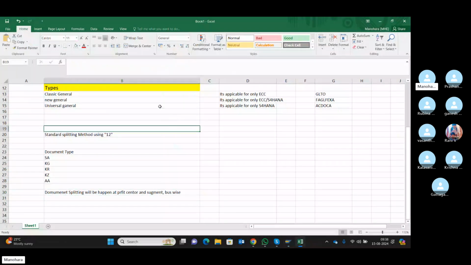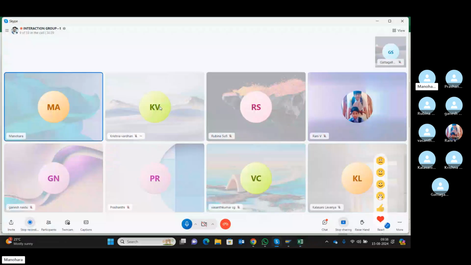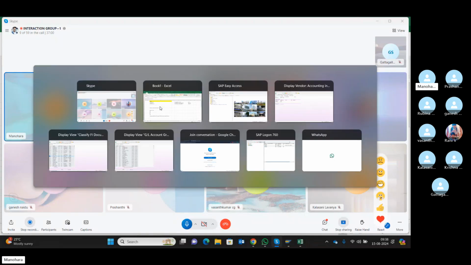Is there any logic here? Logic, anybody is understanding, right? Is there any doubt? Lavanya, Prashanti, Ganesh, Ravi. Can we move to the next step? Because this is the main important logic. Without logic, we cannot do anything here. Yeah, please go ahead. Okay, thank you.